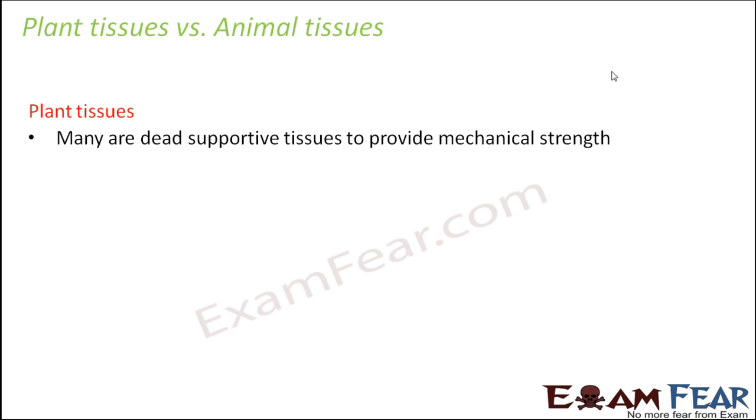When I talk about plant tissues, many of the plant tissues are dead supportive tissues to provide mechanical strength. One of the best examples is sclerenchyma. Right? Sclerenchyma are all dead cells, but they provide a lot of mechanical strength, because plants need a lot of mechanical strength. Because they cannot move from one place to another. They'll be static at a place. So if there are winds, there are rains, there has to be some mechanical strength to withstand all of that.